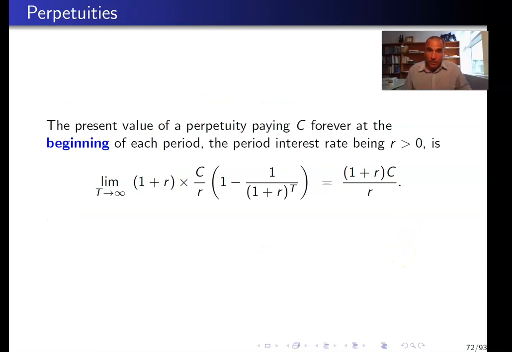If we are dealing with a perpetuity paying at the beginning of each year, the present value of this perpetuity is 1 plus r times the present value of a perpetuity that would make payments at the end of every period.